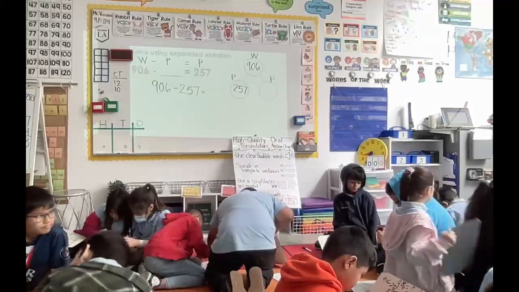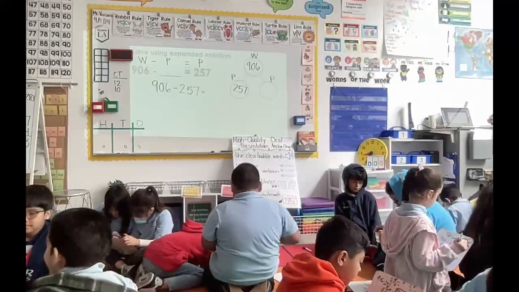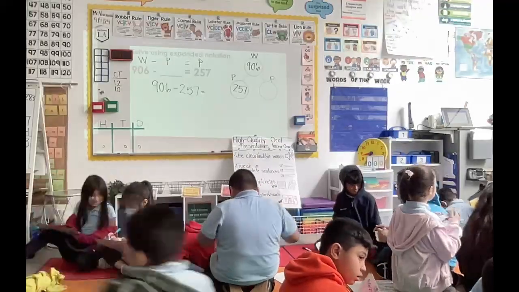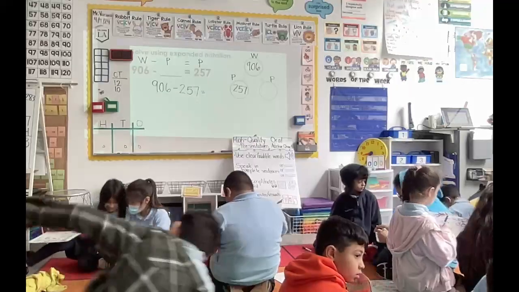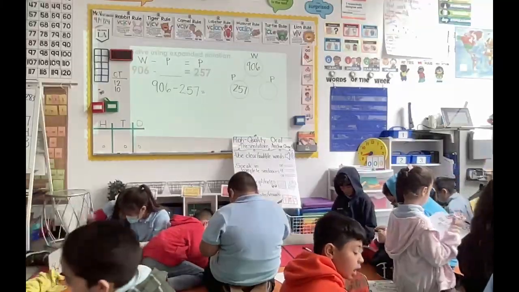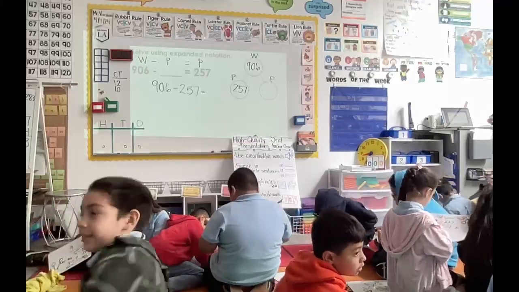Joanna, Julie, what do we need to do next? Okay, cross it out. You need to catch up then. Take a 10 away and add that 10 to your ones house. So yeah, no longer 6. Now you have 10 more.